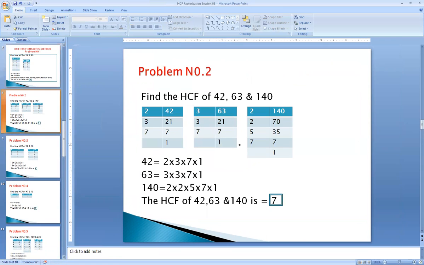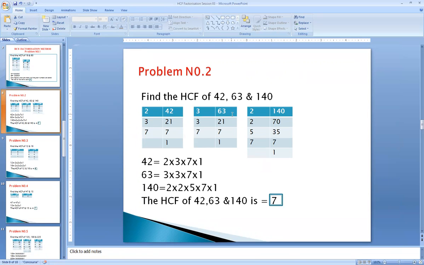Let us then see the second question. Find the HCF of 42, 63 and 140. Divide them separately. First let us divide 42. We can divide by 2: 2 21s are 42. Then 21 cannot be divided by 2, so we take the next number, that is 3: 3 7s are 21. Since 7 is a prime number, it cannot be divided by any other number, so we divide by the same, 7 1s are 7. Now the factors for 42 are 2 into 3 into 7.